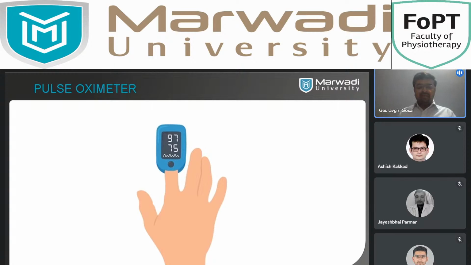So this is specifically useful in this pandemic time. We all must have seen or used this. Okay, but there are some points that you should know, you should keep in mind when you want to do some correct oximetry.